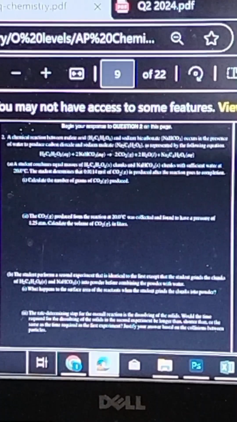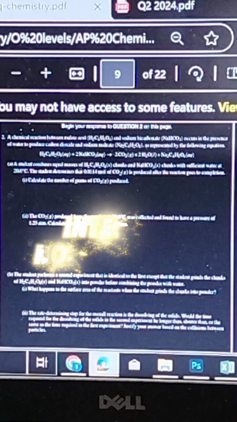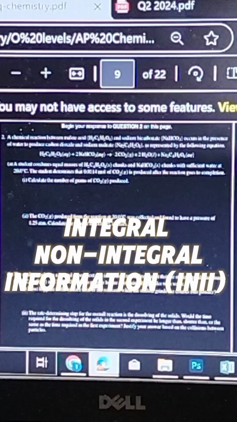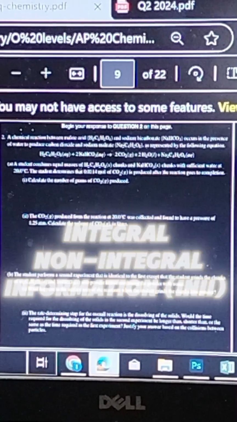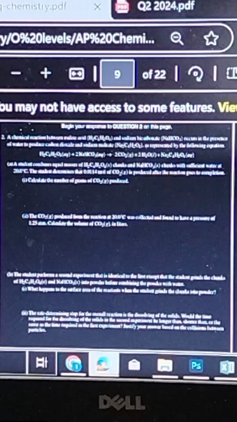Now, when you read this question, it looks so long, and sometimes, believe me, students get so worried when they see a long question. In such cases, it is important that you follow the strategy which I call the INI strategy. What is this strategy? In the INI strategy, whose full form is integral non-integral information strategy, we separate the integral information which is important for us from the non-integral information which does not have anything directly related to the solution of the question itself.